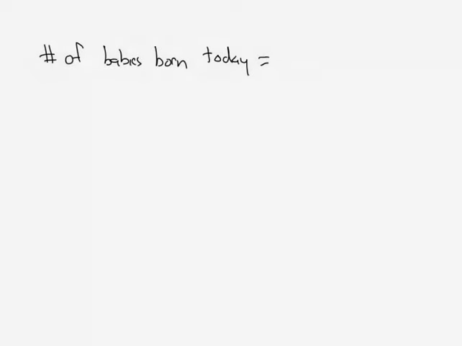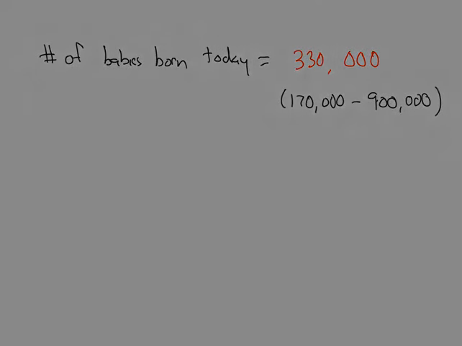When I plug in these numbers, what do I get? Well, when I plug in the numbers that I know are correct, I get an estimate of 330,000 babies born today. And then when I take the ranges that I came up with and try the high and low numbers to get the largest and smallest number that I can for the number of babies born today, I get a range of 170 to 900,000. So how many babies were born today?